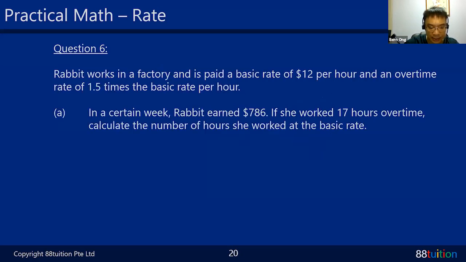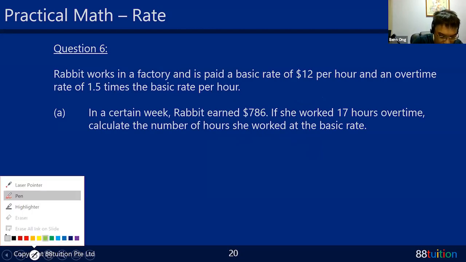Next, question 6 and 7 is related to something called rate. All right, let's try to finish all these questions. Then there will not be any homework.